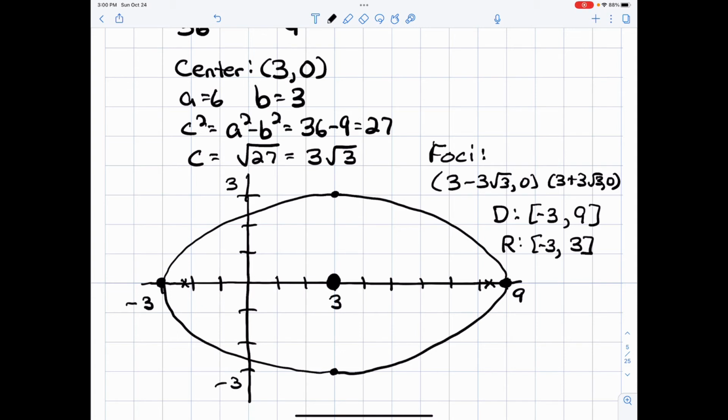And there's that. All right, so we have our foci, we have our domain, we have our range, we have our graph, all this good stuff. Yeah, so there you go. So that's what happens when your center is in a different place.